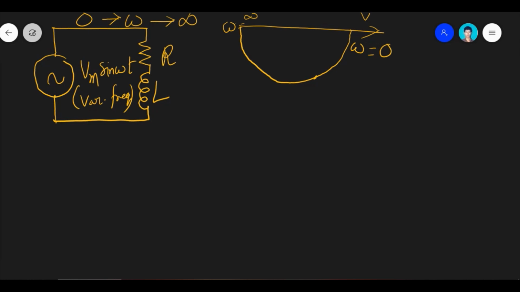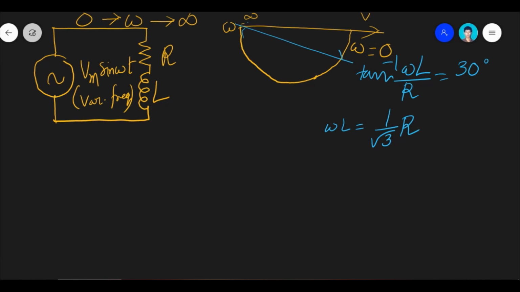So, if I take a particular value of omega for which tan inverse of omega L by R is equal to 30 degree, with a small calculation, in that case omega L has to be 1 by root 3 R. For this value of omega, what you will get? You will get a current phasor, but this diagram, this extra portion should not be there. The tip of the current should always follow this semicircle.